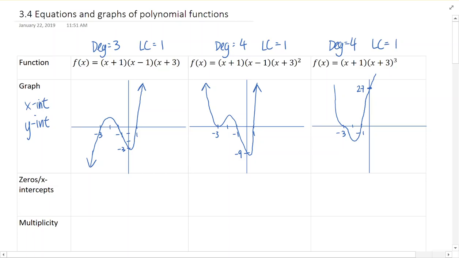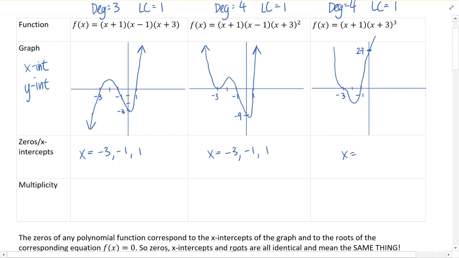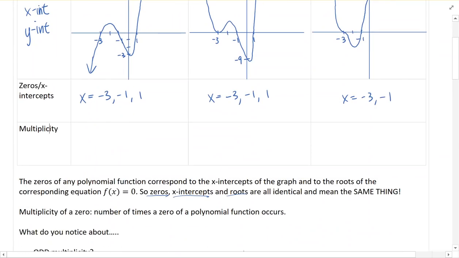Taking a look at these 3 graphs, let's just look at our x-intercepts. For the first graph, the x-intercepts are at -3, -1, and 1. For the next graph, our x-intercepts are also at -3, -1, and 1. And for the last graph, our x-intercepts are just at -3 and -1. We're going to skip the multiplicity for now and just look at some of the points below here.